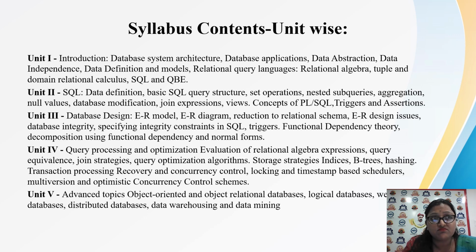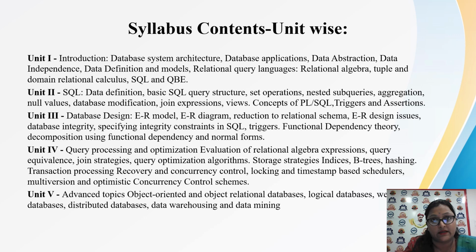Next, we will go through unit 5. It is advanced topics: object oriented and object relational database. Object oriented is a database that represents information in the form of objects as used in object oriented programming. Next, an object relational database is a database that depends on the relational model and the object oriented database model.